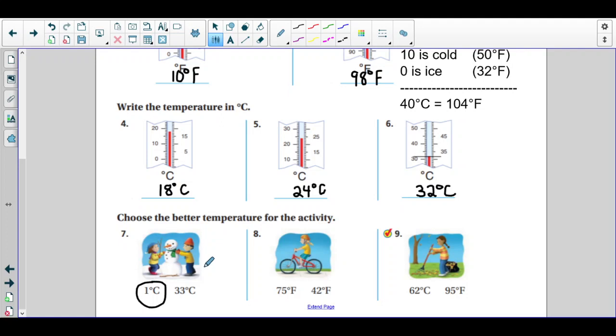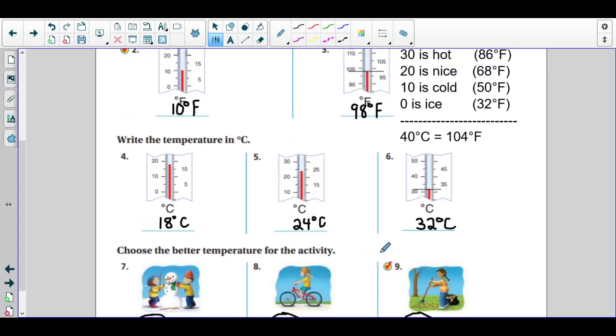And we have this little girl here riding her bike. Looks like a nice summer day, clear skies, wearing shorts, short sleeve shirt. Oh, 75 degrees. I think it's a good one right there. And then finally, raking some leaves in the fall. It's not going to be 95 degrees. That is in the dog days of summer, and those leaves would still be on the tree. So I think we're looking at fall time, 62 degrees Celsius.